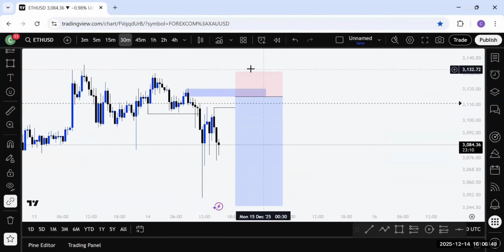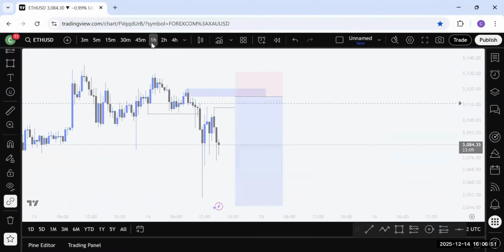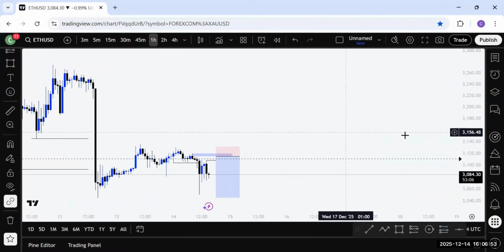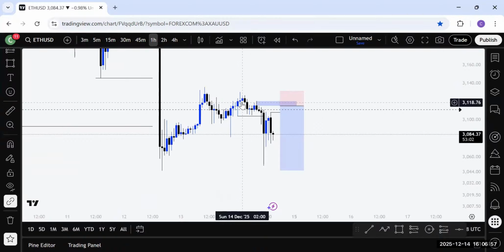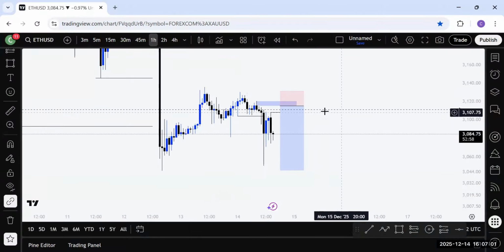So my stop loss is above this high because on the 1 hour time frame, there's an order block. So this order block here, I'm trying to cover this order block over here because market might push to touch this order block so we can be safe. If we are entering from here, we can be safe.